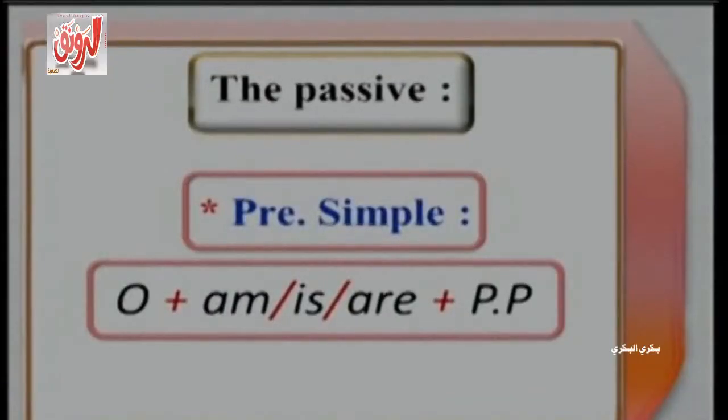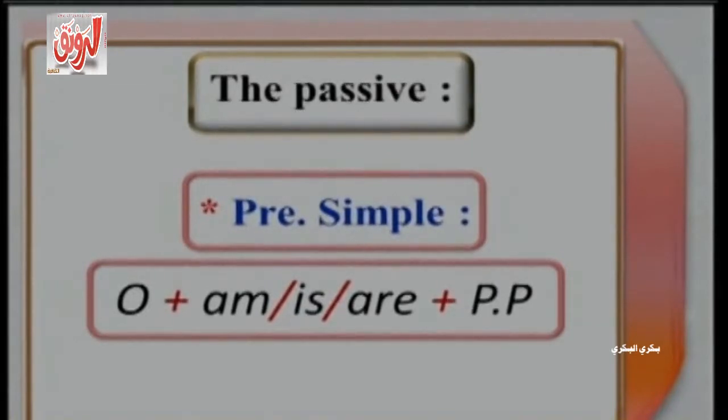Keep and learn this rule by heart. Object, we mean the object in the active sentence, plus verb to be. By the verb to be, we refer to am, is, are, plus PP, past participle. This is a way to change the active sentence into the passive one. For example, Ali plays football. Football is the object in the active sentence.